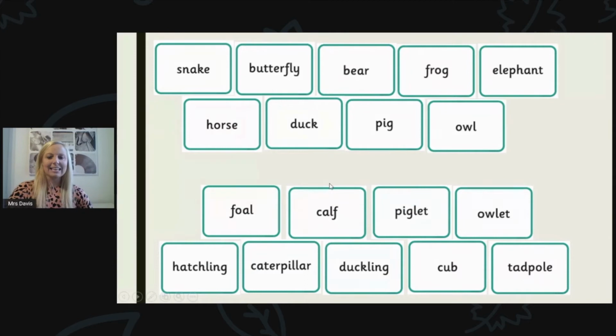Right, so here's a little game for you guys to have a go at, a little activity to see whether you can match up. These are all names at the top here. We've got a snake, a butterfly, a bear, frog, elephant, horse, duck, pig, and owl, all different types of animals. And here are names of their different babies. So we've got a foal, a calf, a piglet, an owlet, hatchlings, caterpillar, duckling, cub, and tadpole. Can you match the animal to its offspring, its name? Can you match up the names?